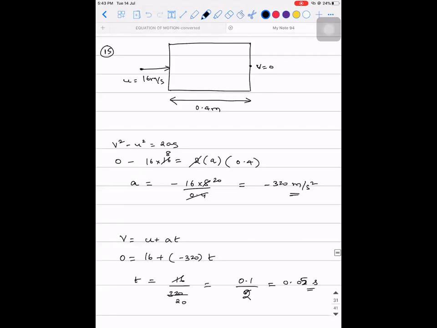Sir, can we use a in terms of t? Yeah, you can use that. But you will see generally the number of unknowns you have will be the number of equations you need mathematically. Here, what are the two unknowns? They're asking you to calculate the time, right? So when you apply v is equal to u plus at, that one equation itself has two unknowns, so you cannot solve with it. So what is your doubt?